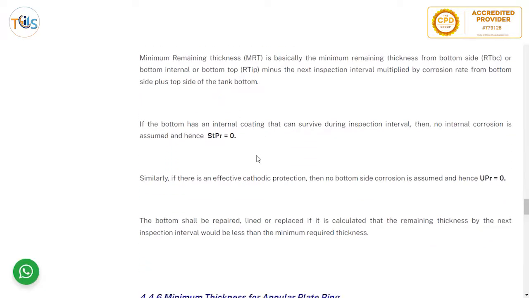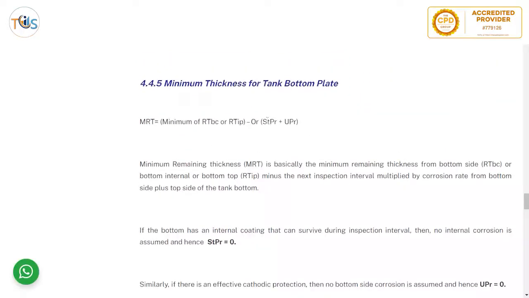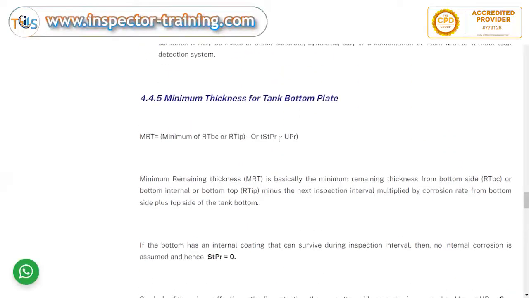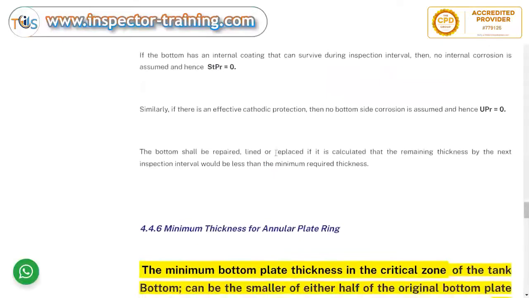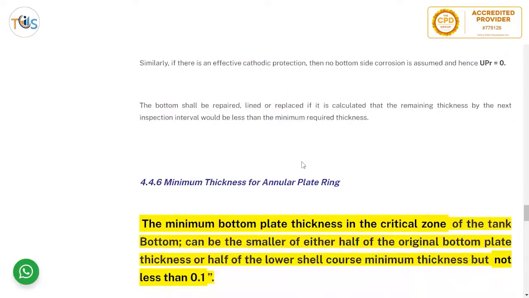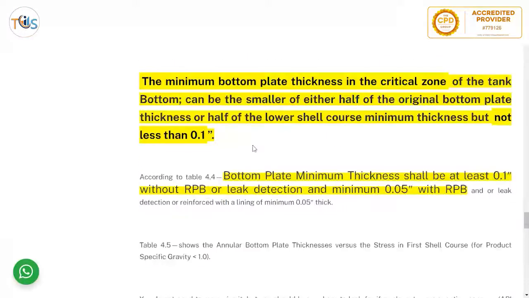If the bottom has an internal coating and can survive during the inspection interval, then no internal corrosion is assumed, and hence this StPr will be 0. Similarly, if there is an effective protection and there is no bottom side corrosion, this UPr will be 0. The bottom shall be repaired, lined, or replaced if it is calculated that the remaining thickness by the next inspection interval would be less than the minimum required thickness. So this is obvious what it says.